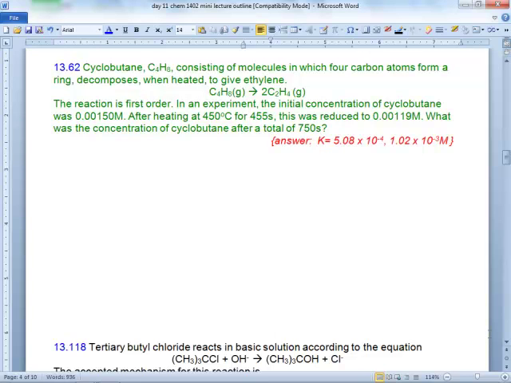They give us a reaction, and they say it's first order. And they tell us some stuff. What was the concentration of cyclobutane after 750 seconds? So where should we start on something like this? Get the equation. So Alyssa, what equation would we be looking at?